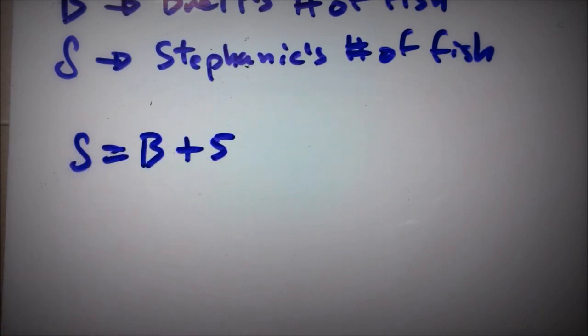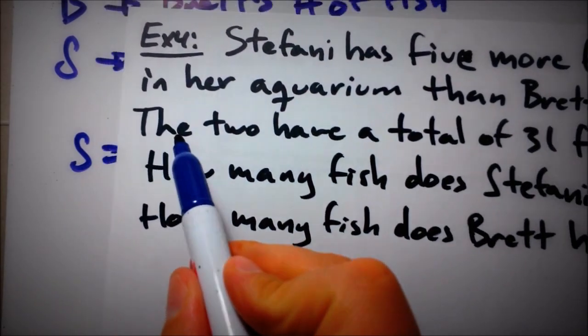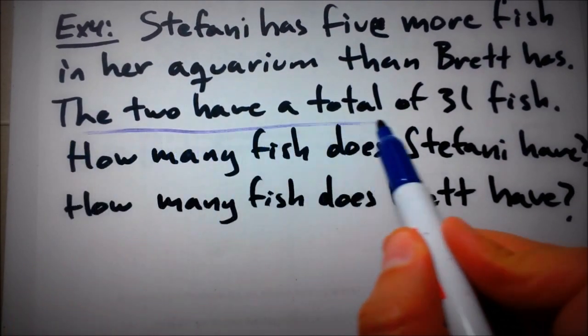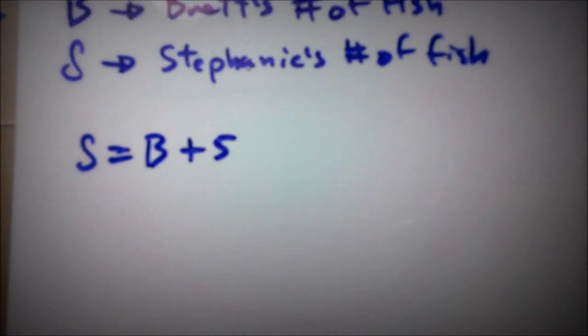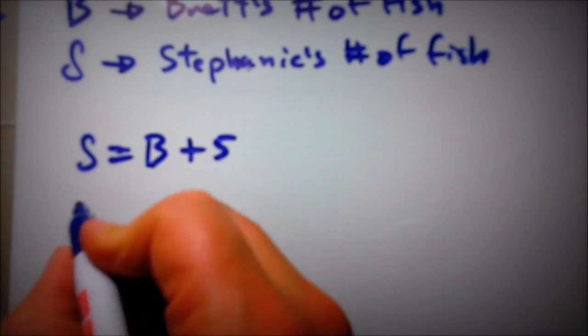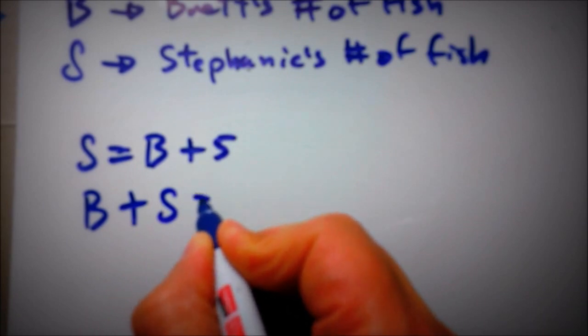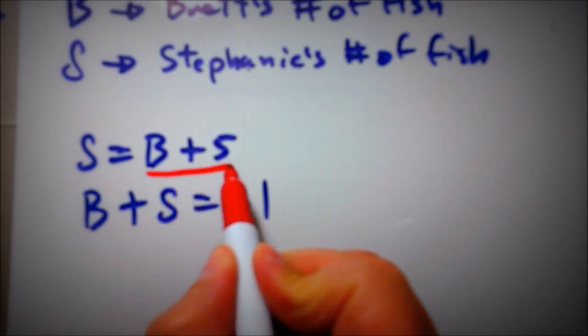Right? It also says on the problem that the two have a total of 31 fish. That means if you add Stephanie's and Brett's fish, you have a total of 31, right? So if you add Brett's fish plus Stephanie's, you get a total of 31 fish. So if you take a closer look at this, essentially we're coming up with a system of linear equations.